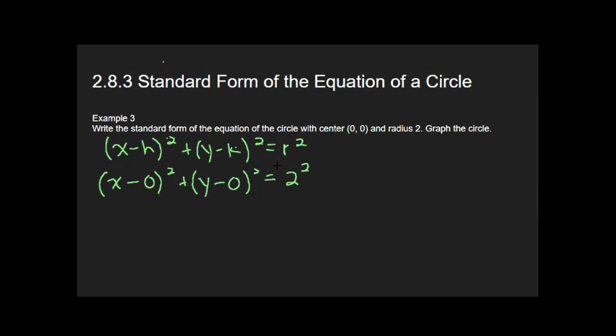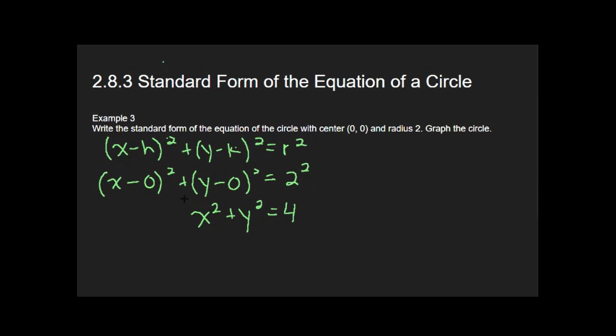And this is in the general form, but we can simplify this. x minus 0 is just x, so that becomes x squared. y minus 0 is just y, so that becomes y squared. And 2 squared is equal to 4.